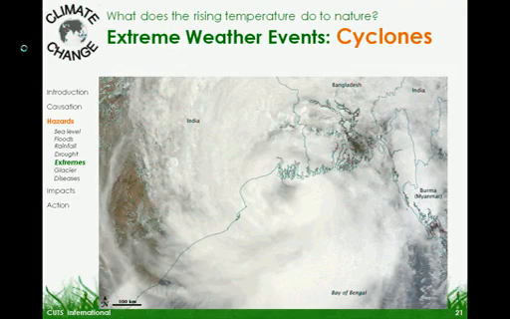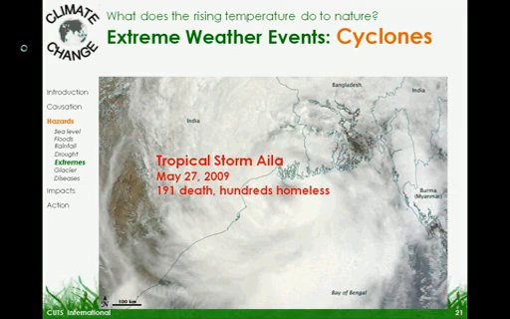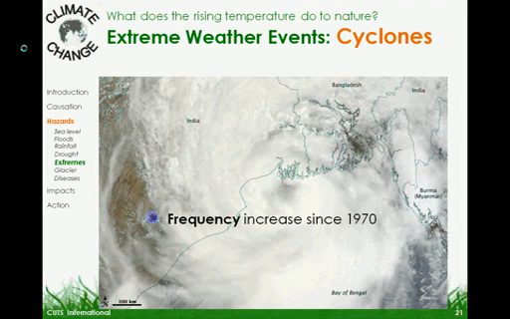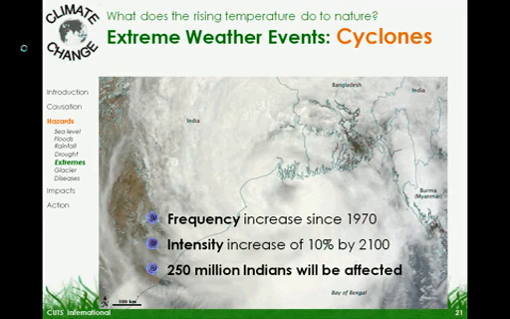Extreme weather events. We have heard about extreme weather events like floods and droughts. Now, we look at other extreme weather events such as cyclones. The recent tropical storm Aila killed 191 Indians and made many hundreds homeless. Since the 1970s, cyclones are more frequent. The intensity is likely to increase by 2100, and almost a quarter of the Indian population will be affected.